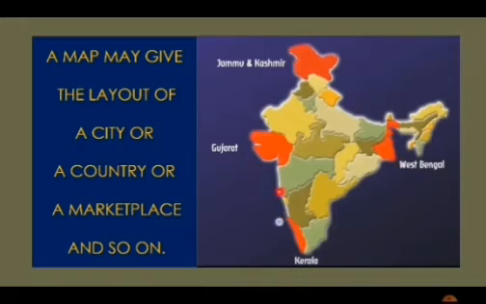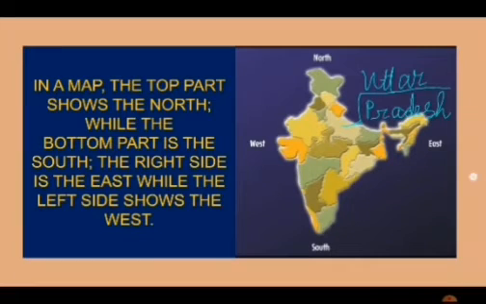You can see in the north of India, the state of Jammu and Kashmir, and in the east, it is West Bengal. Kerala is in the south and Gujarat is in the west. Clear? In a map, the top part shows the north, while the bottom part is the south. The right side is the east, while the left side shows the west. And here is Uttar Pradesh.